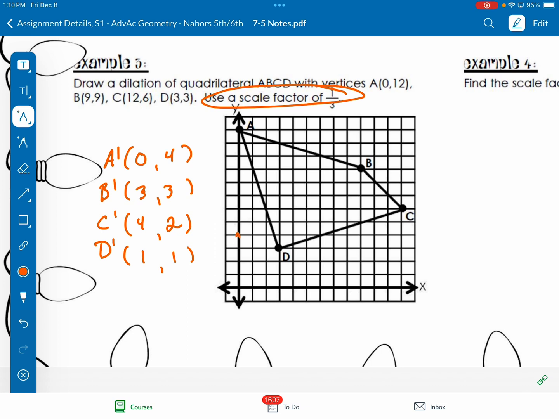So 0, 4, there's A prime, 3, 3, that's right here. C prime is 4, 2. And then D prime is 1, 1. And that is our similar figure dilated. Okay, is this one an enlargement or reduction? It's a reduction. Reduction, very good.